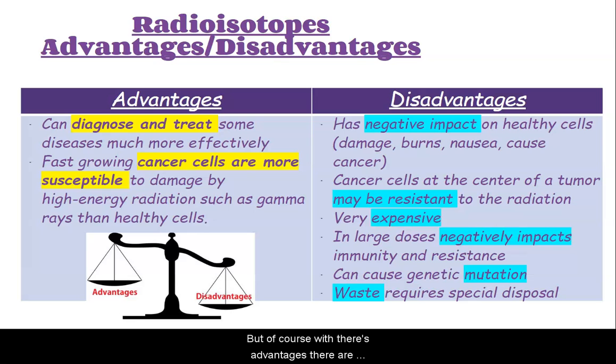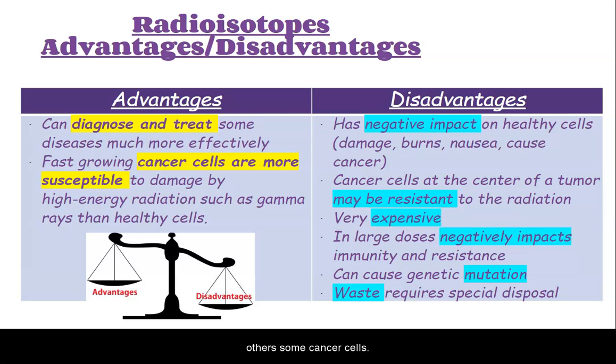But, of course, where there are advantages, there are disadvantages. Some of the disadvantages are they have a negative impact on the healthy cells. They can burn them, damage them, and cause nausea. Some radioisotopes can cure one thing, but also cause cancer or other damage in others.